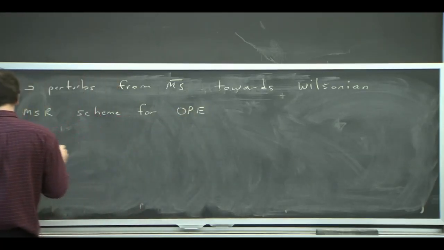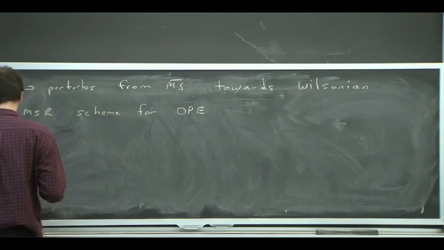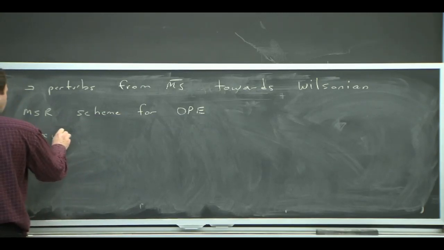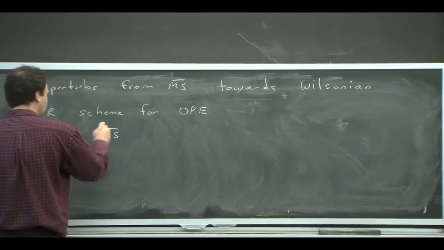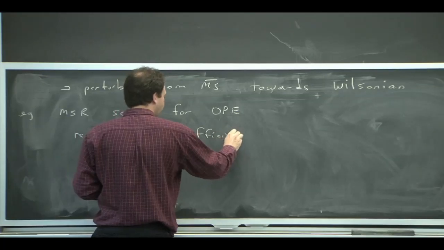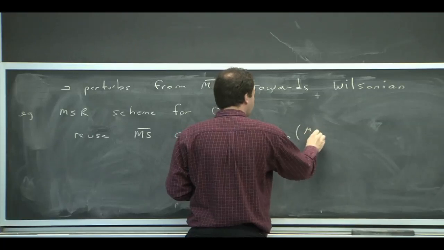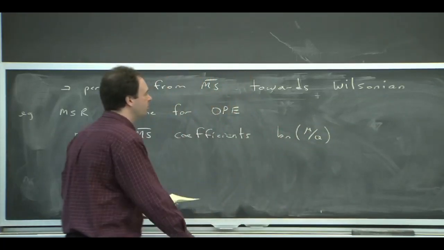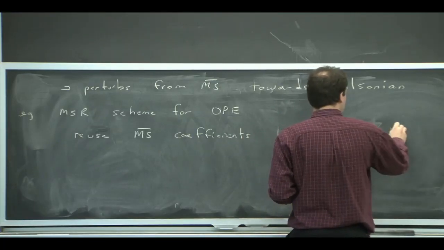OK, so let me give you a well-defined scheme, which is analogous to the scheme that we just talked about, which was the MSR scheme for the mass. There's also an MSR scheme for the OPE. And again, the attitude is, let's not calculate anything new that we don't have to. So we'll reuse the coefficients of MSbar. Those coefficients had the Renormalon. So if those coefficients were, we called them a few minutes ago, Bn of mu over q, we just reuse these at a different scale.